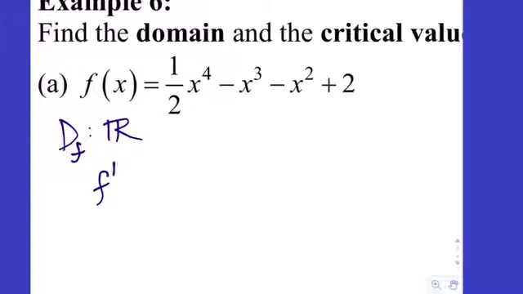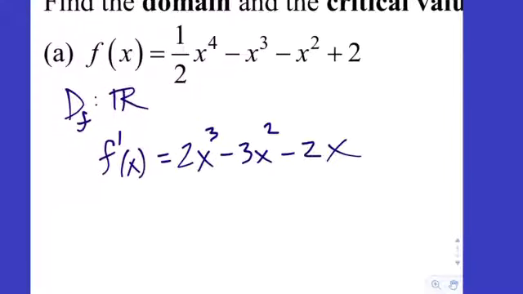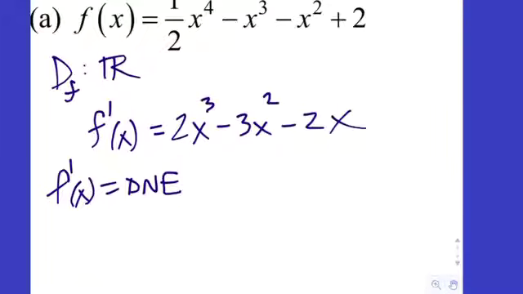Let's find it. F prime of x. Multiply, you get 2x cubed minus 3x squared minus 2x. Is that function ever undefined? No. I would have you always find those first, because those are the ones that most students forget to check because it doesn't happen that often. F prime equals DNE? Never. So we don't get any critical values that end up being cusps or vertical tangents.